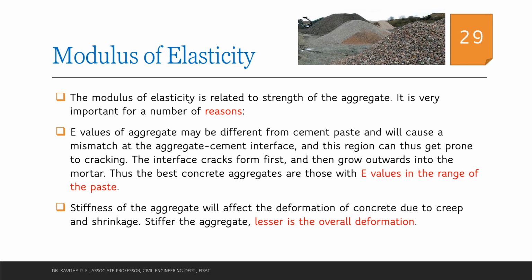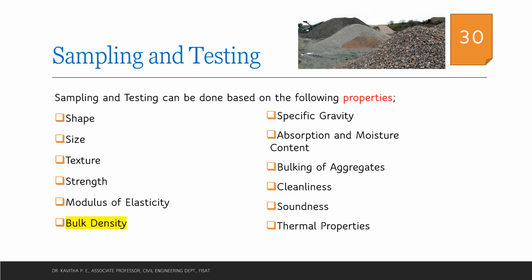The stiffness of aggregate is also dependent on the modulus of elasticity. Stiffer the aggregate, lesser is the overall deformation. Now we shall discuss sampling and testing based on bulk density.